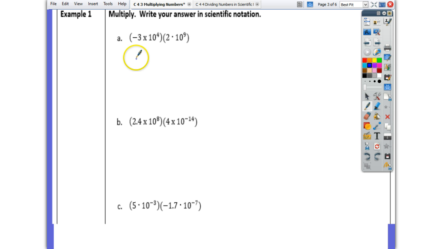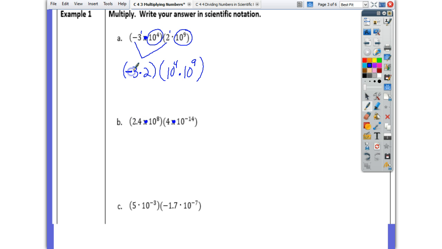So what do I want to do? I kind of wish they would have used a times sign here. Let's make that a dot so it doesn't look like an X. These can look like X's, like it might be a variable. So what do I want to do? I can multiply -3 times 2. Why? Because these only have the assumed 1. They don't have exponents, so I can multiply those. And then I can look at my base 10s here, and I can multiply those. 10 to the 4th power times 10 to the 9th power.